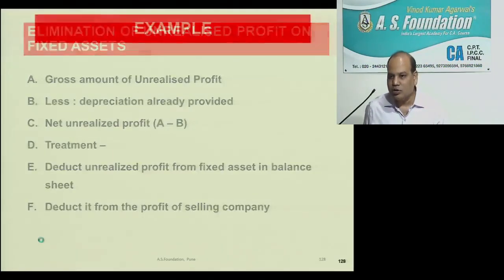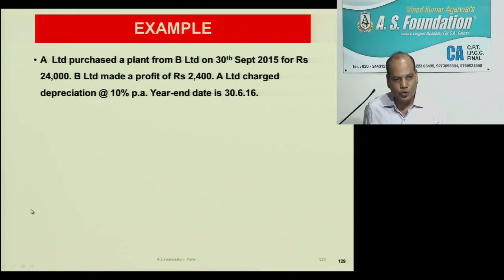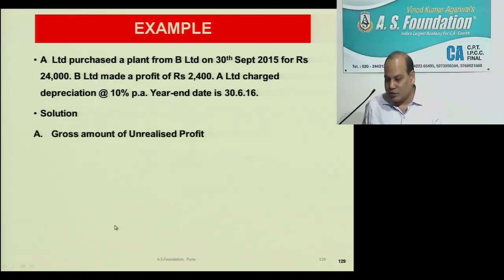Now one small example on this matter also. Write the answer in the book only. A Limited purchased a plant from B Limited on 30th September 2015 for rupees 24,000. B Limited made a profit of rupees 2,400. A Limited charged depreciation at 10% per annum. The year ending date is 30th June 2016. Two dates underlined: date of sale 30th September 15, the year ending date 30th June 16.